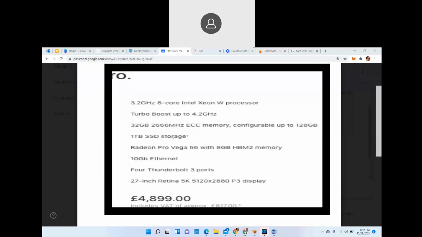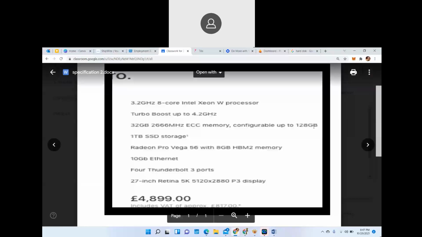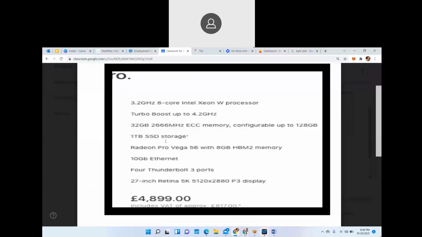But if you can hear me, the next line talks about the amount of random access memory. So this has 32 gigabyte of RAM. The speed is 2,666 megahertz or 2.6 gigahertz, right? And they're saying that this can be configured up to 128 gigabyte. So you can put more in it, up to 128 gigabyte. It has 1 terabyte solid state. Yes?